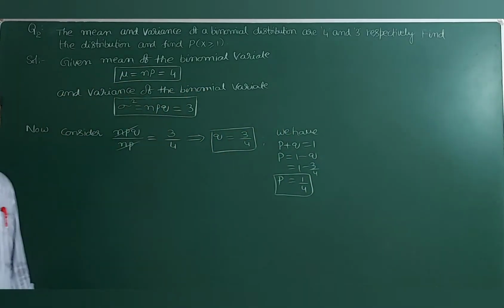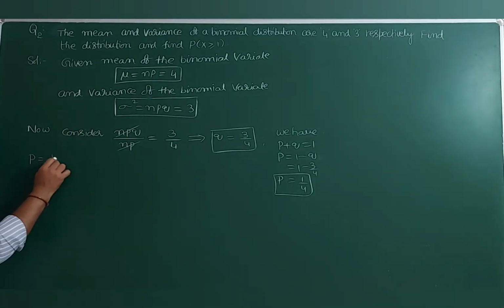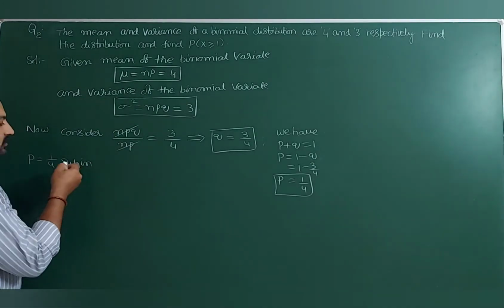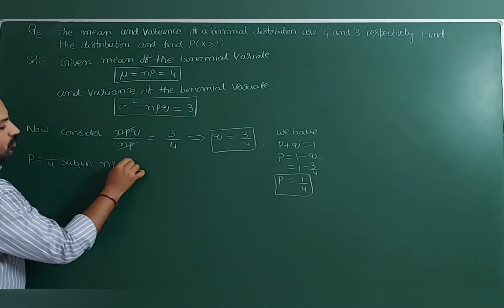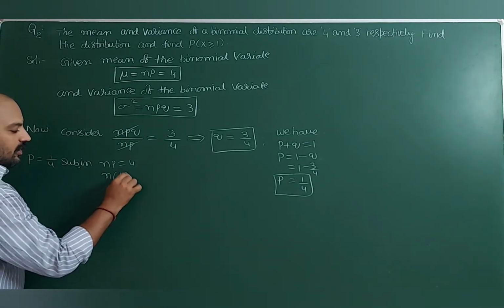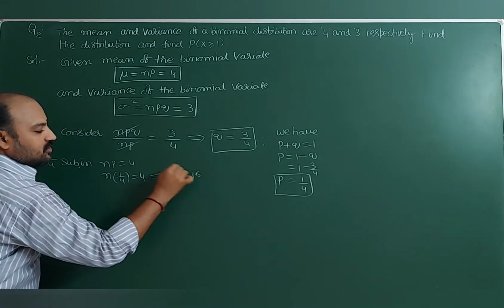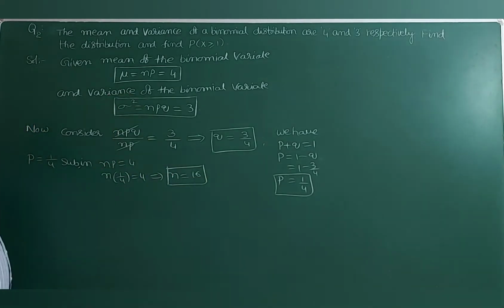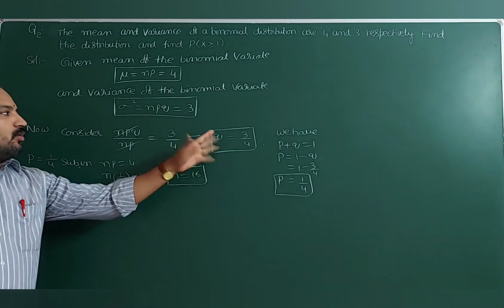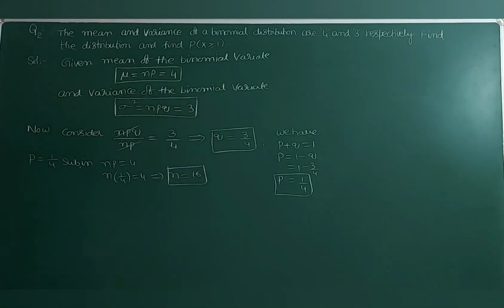So p value 1/4, substitute in np. p is equal to 1/4, substitute in np is equal to 4. So n into 1/4 is equal to 4. Cross multiply, n is equal to 4 into 4, 16. Till here, I think you understand now? n value, p value, q value, we got it. They are asking, find P(X ≥ 1).